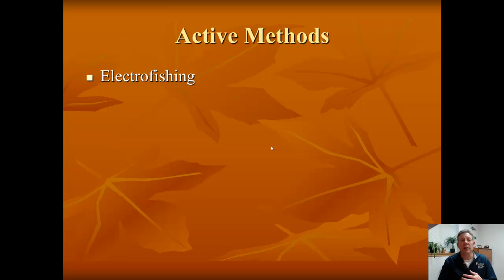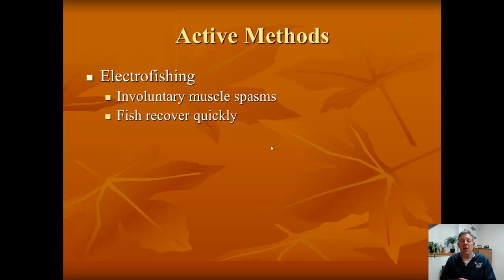And so we could talk a lot about electrofishing. I just want to provide some very basic details here that I think are important. It works by causing involuntary muscle spasms in the fish. And because most fish have a swim bladder, they start to rise to the surface, and because they can't fight against that rise because their muscles are spasming, they just float to the surface and you can pick them up with a dip net. The fish recover quickly once they're removed from the electric field, and so it is a relatively non-lethal way to sample a great deal of fish.